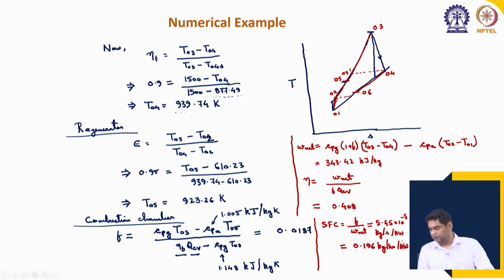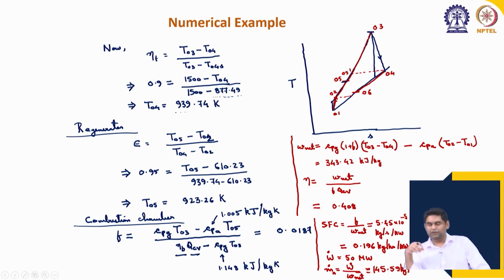You can of course find the total value. Now, as the net power output is given to be 50 megawatt, we can find the mass flow rate of air m dot A to be equal to net power output by net specific work output, which is W net. So, 50 megawatt divided by 343.42 kilojoule per kg. This comes out to be equal to 145.59 kg per second. You can try to find out what will be the value of the mass flow rate of fuel. So, these are the important parameters that we needed to obtain.